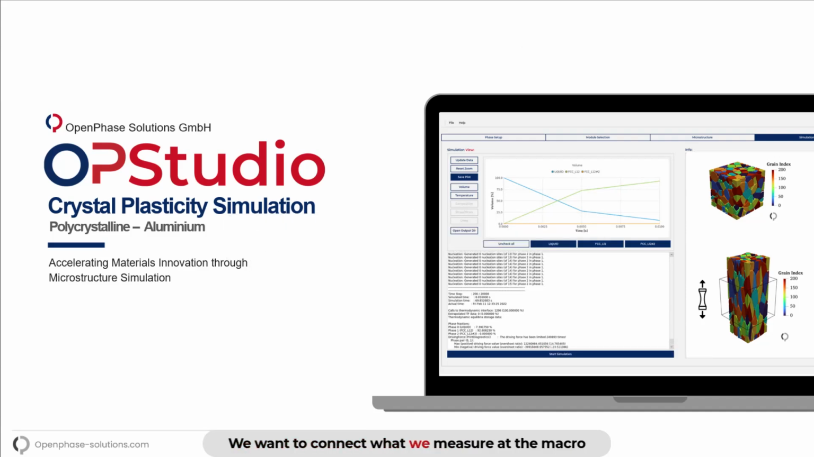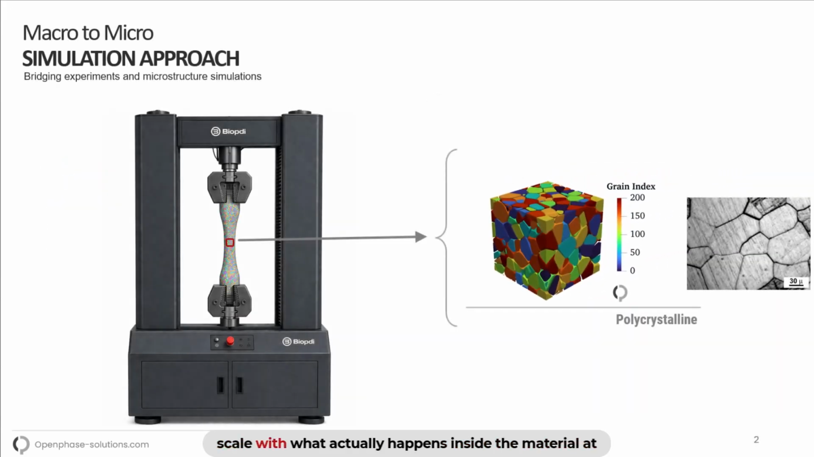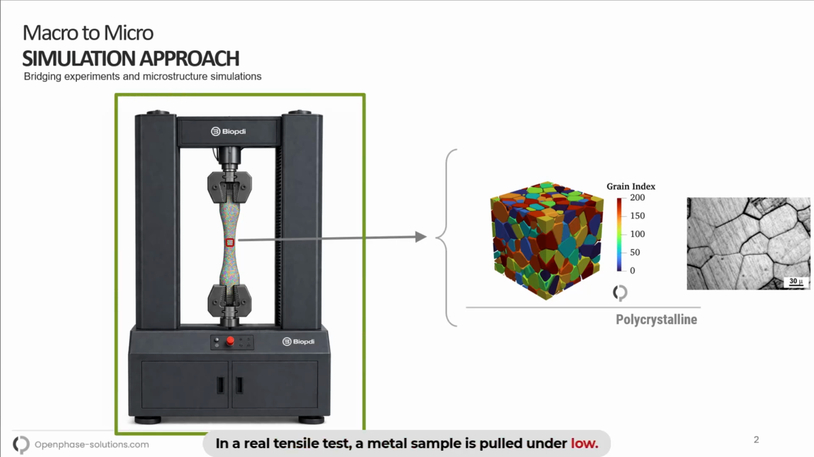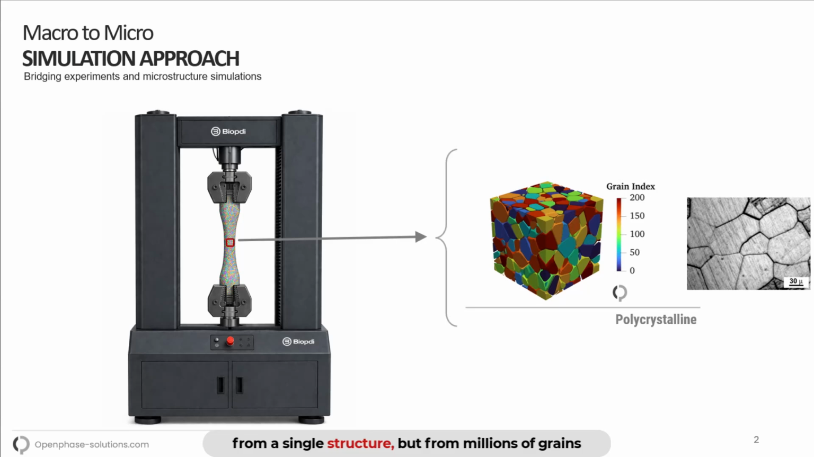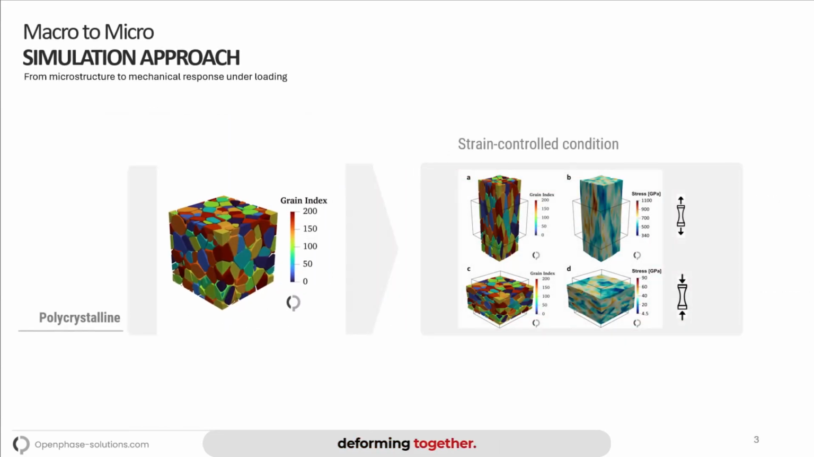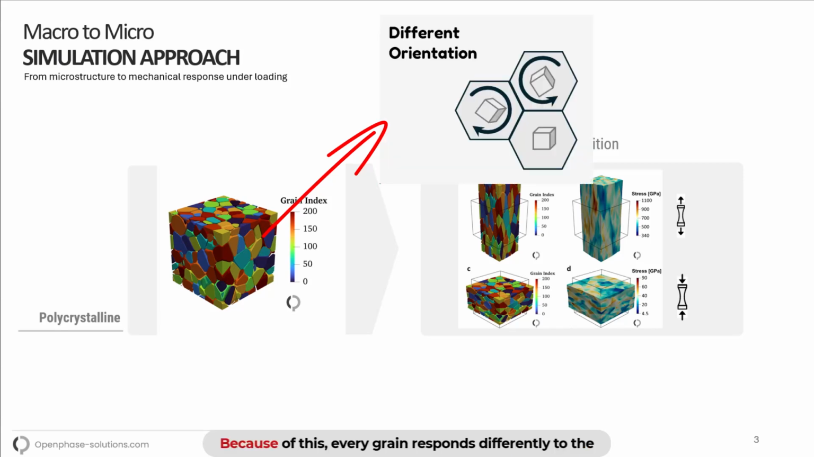We want to connect what we measure at the macro scale with what actually happens inside the material at the grain level. In a real tensile test, a metal sample is pulled under load. The force and displacement we measure are not coming from a single structure, but from millions of grains deforming together. Each grain has its own crystallographic orientation. Because of this, every grain responds differently to the same load.